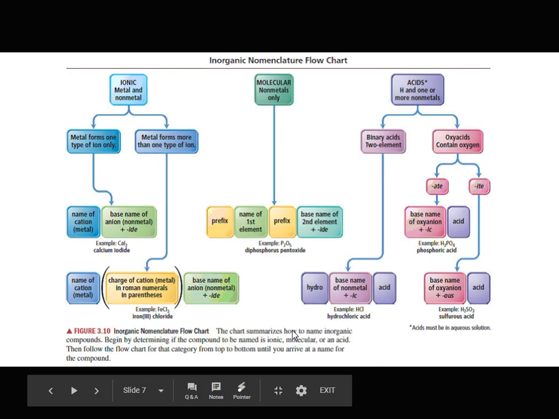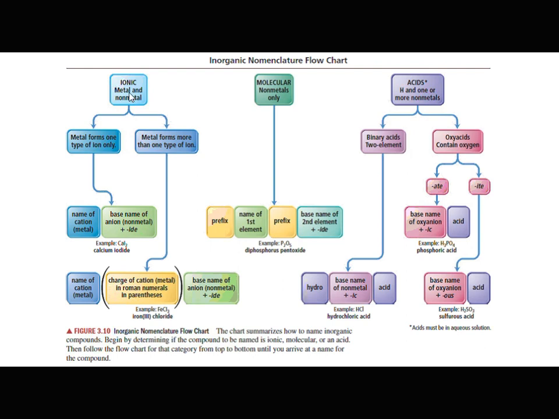Your textbook has this flow chart. Is it an ionic compound? How do I name it? Only one type of ion, or it could have more than one. I need a Roman numeral. Molecular compound refers to a covalent compound. Covalent compound: prefix, name of first element, prefix, name of second element, end in -ide.